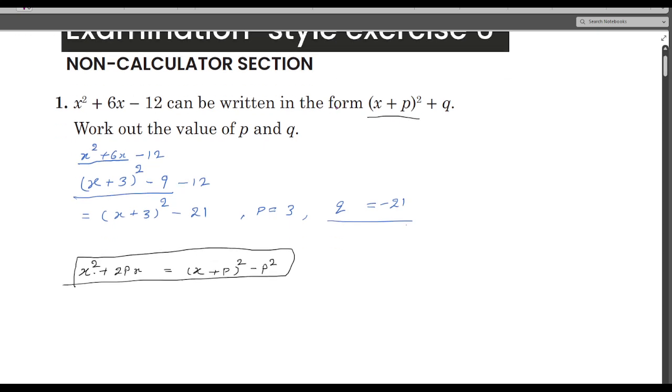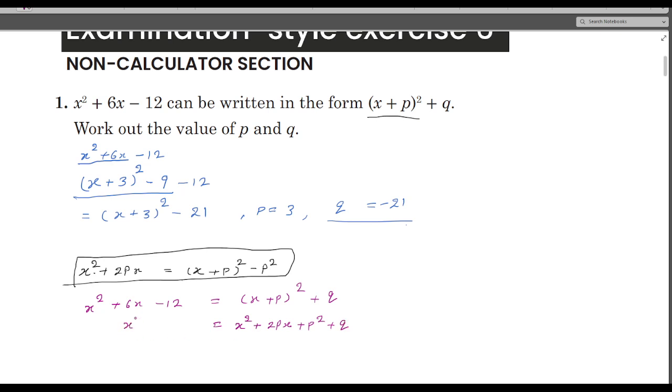Okay, so what we will do, we will consider this x square plus 6x minus 12 as (x plus p) the whole square plus q, and I will expand this right hand side. Now (x plus p) the whole square will be x square plus 2 times px plus p square plus q, and our left hand side is x square plus 6x minus 12. Now we will compare x square term first. So on the left hand side we have x square, on the right hand side also we have x square.